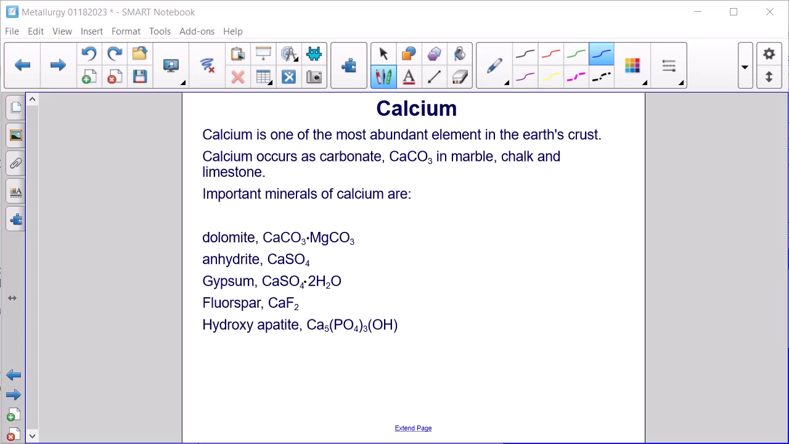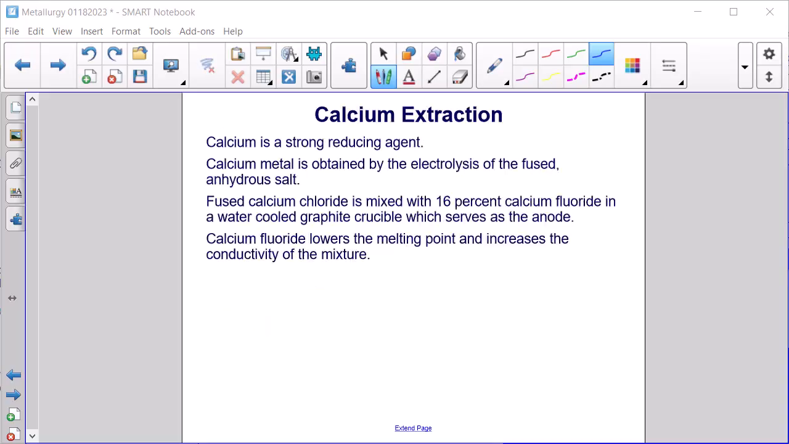Calcium. Calcium is one of the most abundant elements in the Earth's crust. Calcium occurs as carbonate in marble, chalk, and limestone. Important minerals of calcium are dolomite, anhydrite, gypsum, fluorspar, and hydroxyapatite. Calcium is a strong reducing agent. Calcium metal is obtained by the electrolysis of the fused anhydrous salt.